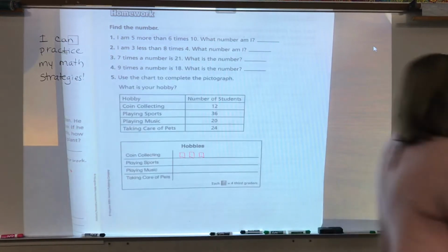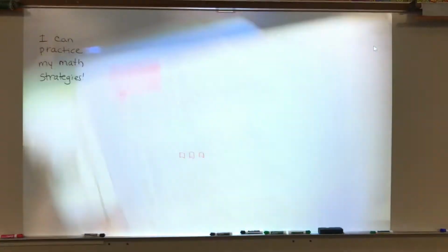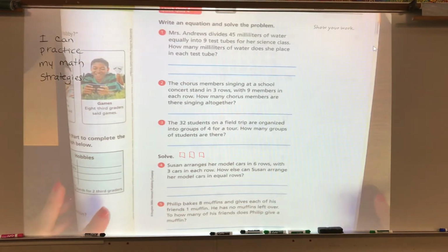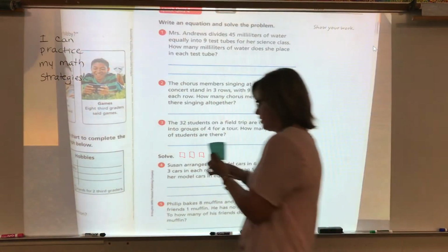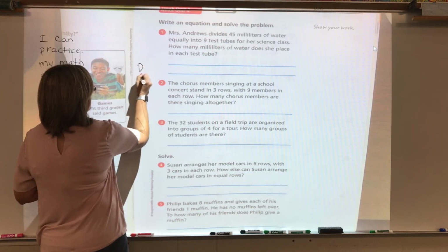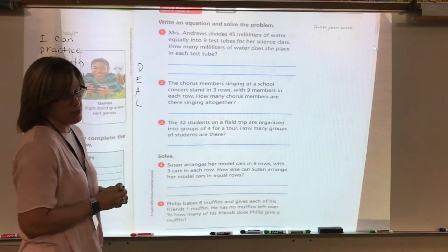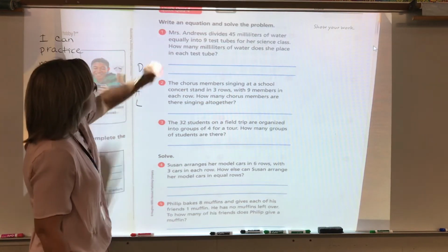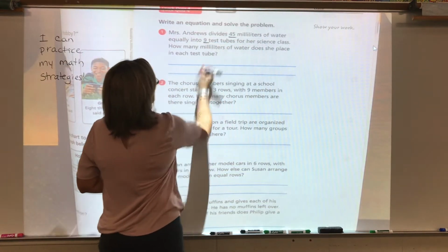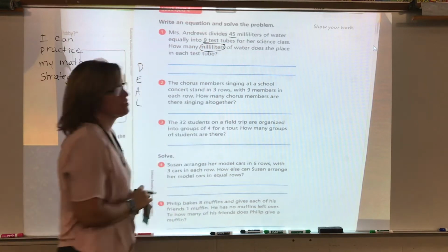Okay? From there, you have a quick quiz. Again, another graded assignment. Super important. The first thing we need to remember with our quick quiz is that we are going to do DEAL: Drawing, Equation, Answer, Label. Let's read through the problems real quickly and we'll determine whether they're multiplication or division. Mrs. Andrews divided 45 milliliters of water equally into 9 test tubes for her science class. How many milliliters of water does she have in each test tube?